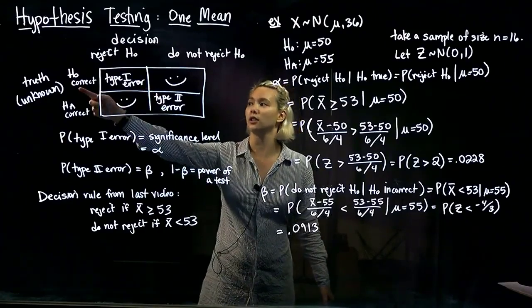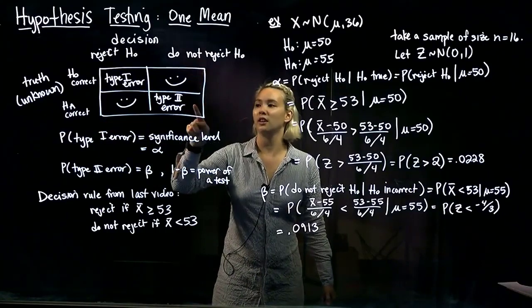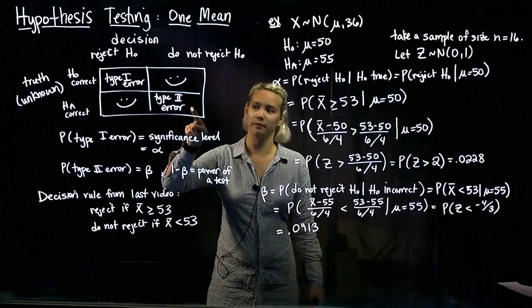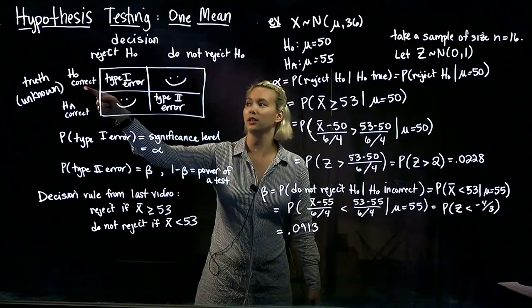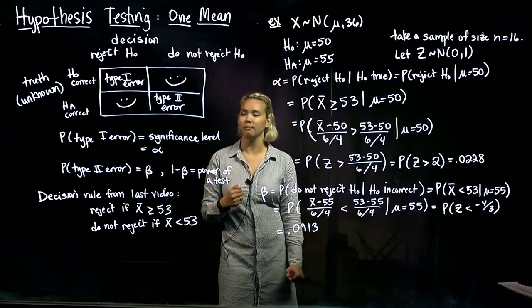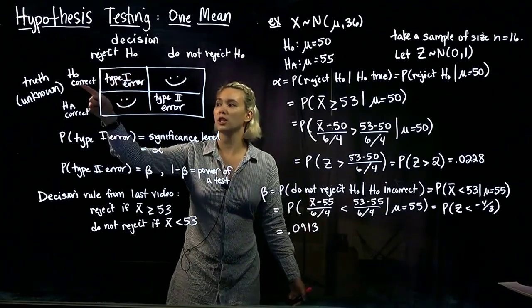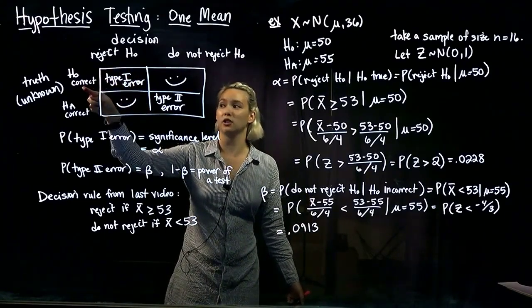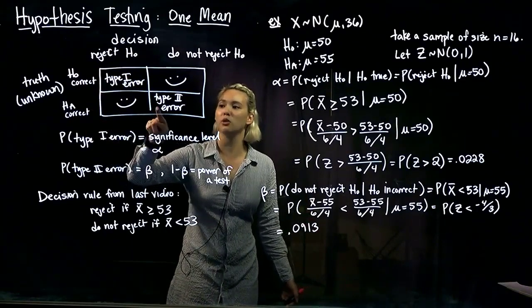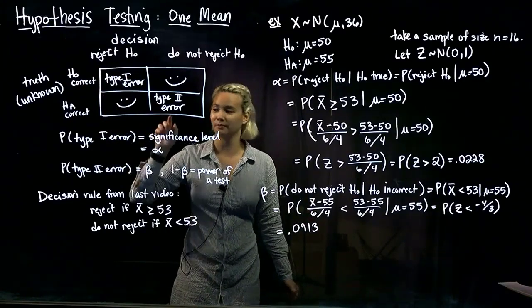So if the alternative is correct, but we do not reject the null, then that's called a type 2 error. Similarly, if the null is correct and we end up rejecting the null, that's called a type 1 error. All right, so those are just some definitions. Type 1 error is just rejecting the null when it is actually correct. The type 2 error is not rejecting the null when the alternative is correct.